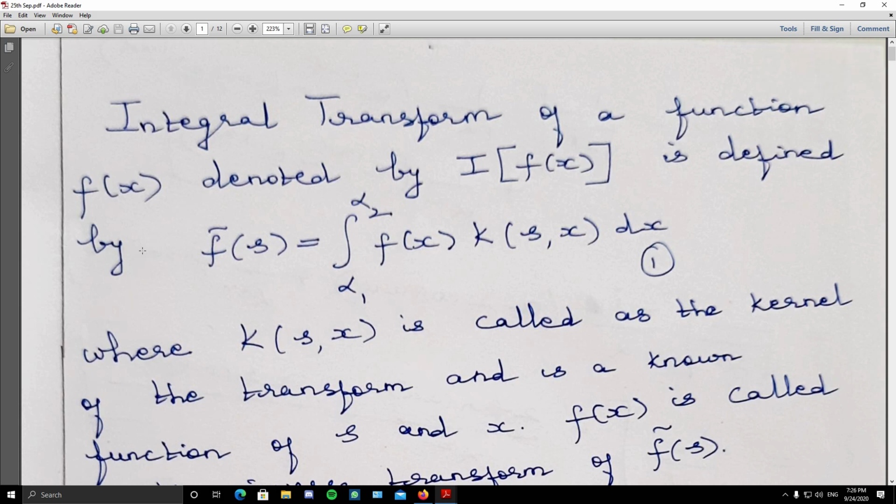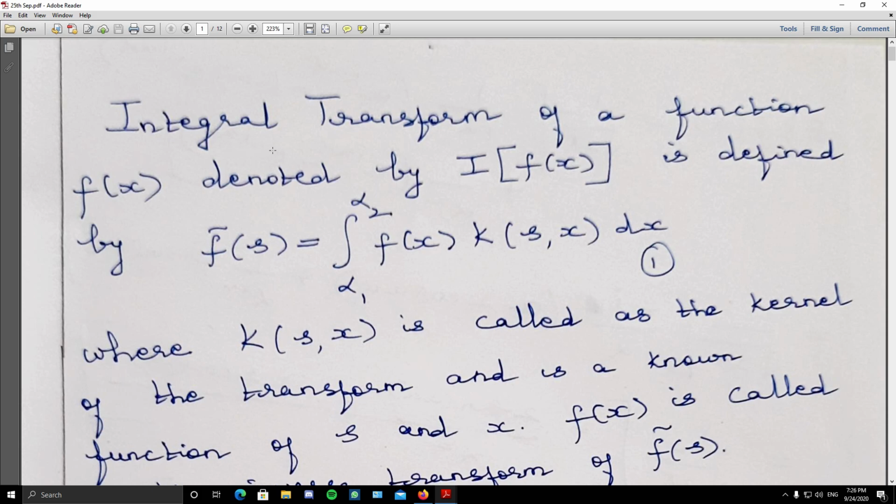Today's class I will start with Fourier Transform. Before coming to the definition of Fourier Transform, we will know what is an integral transform. See, Fourier Transform is obtained from Fourier series. Let's learn what is integral transform.